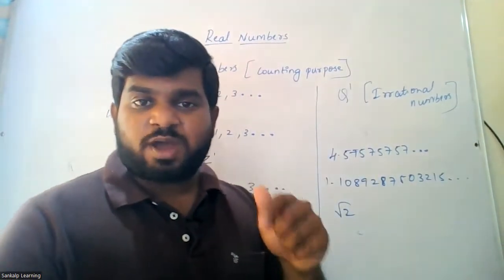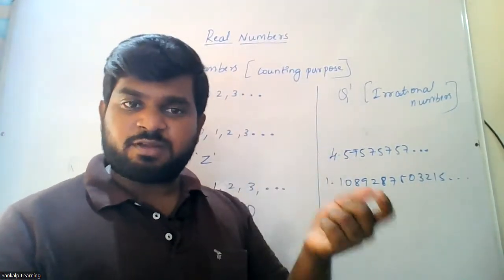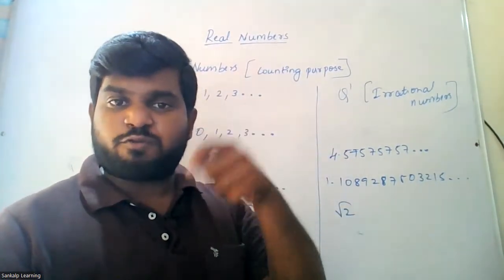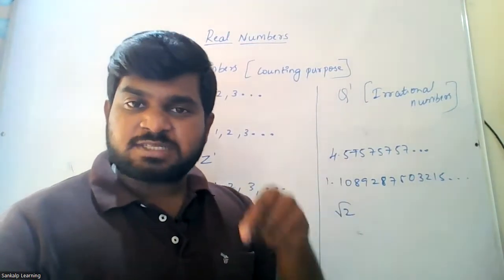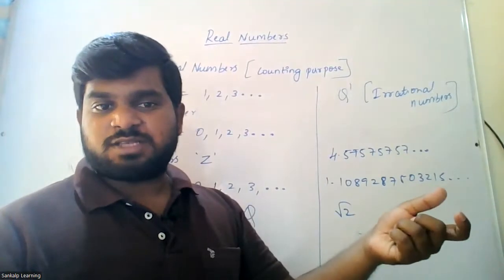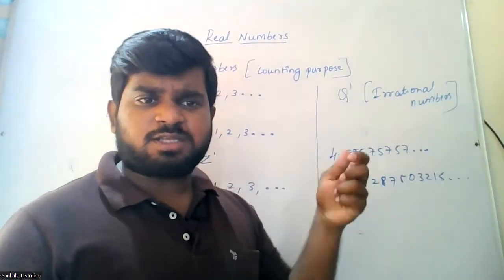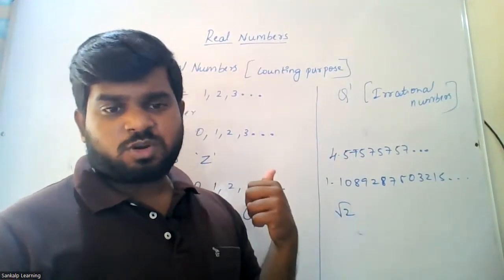That is why we write square root of 25 as 5, because 5 fives are 25. Square root of 16 is 4, because 4 fours are 16. Square root of 9 is 3, because 3 into 3 is 9. Any number multiplied by itself should give you the answer. But for square root of 2, there is no number as such which multiplied by itself will give you 2.